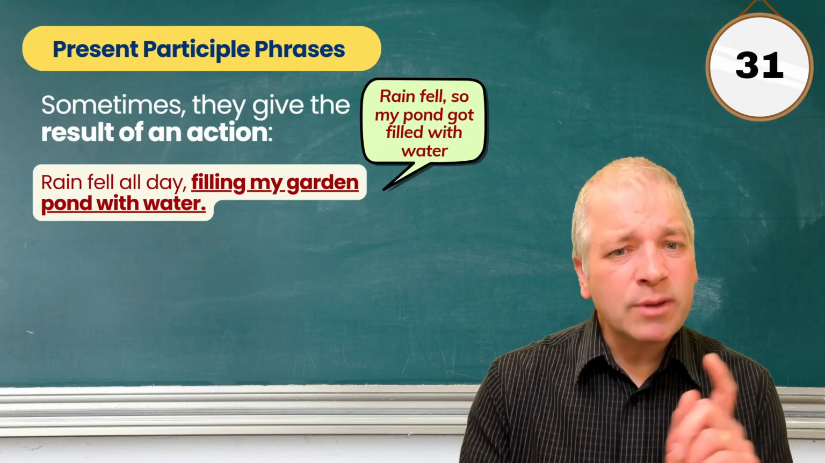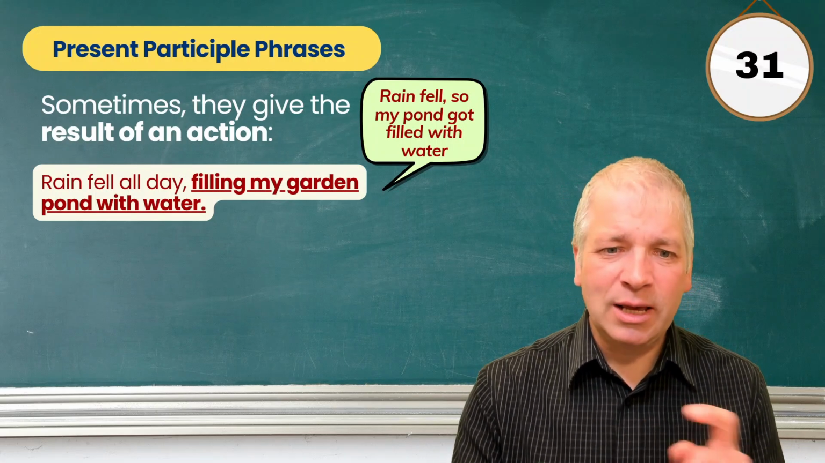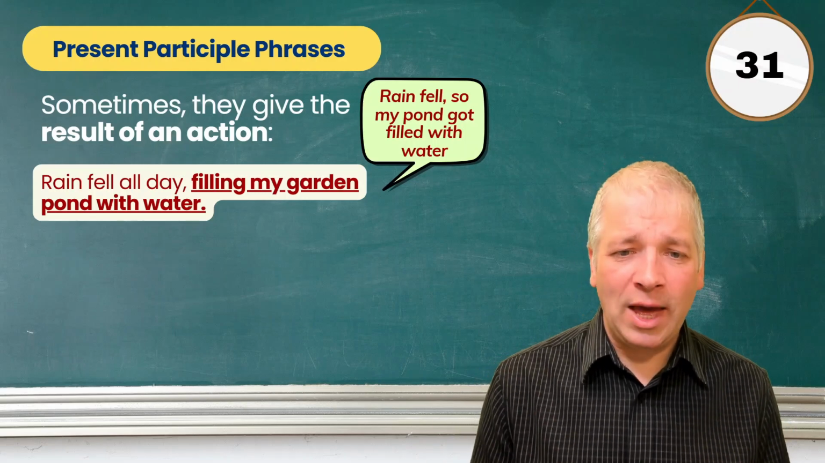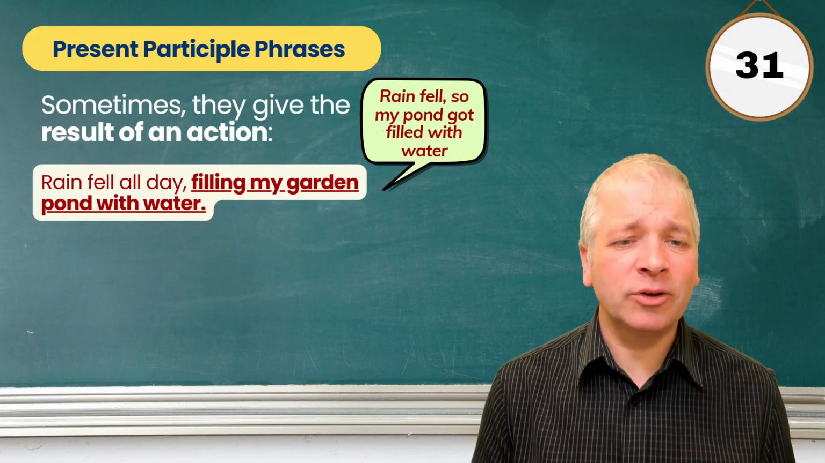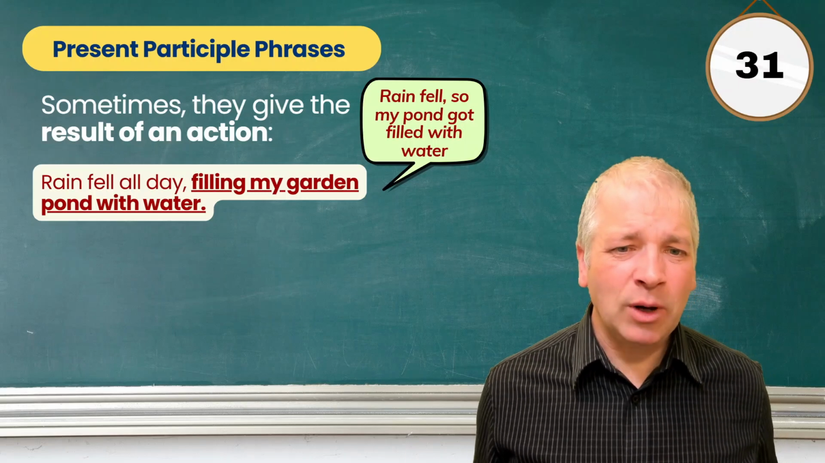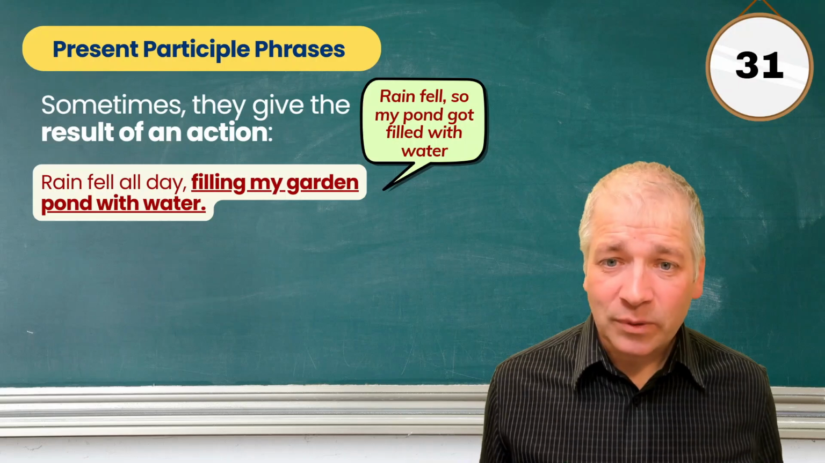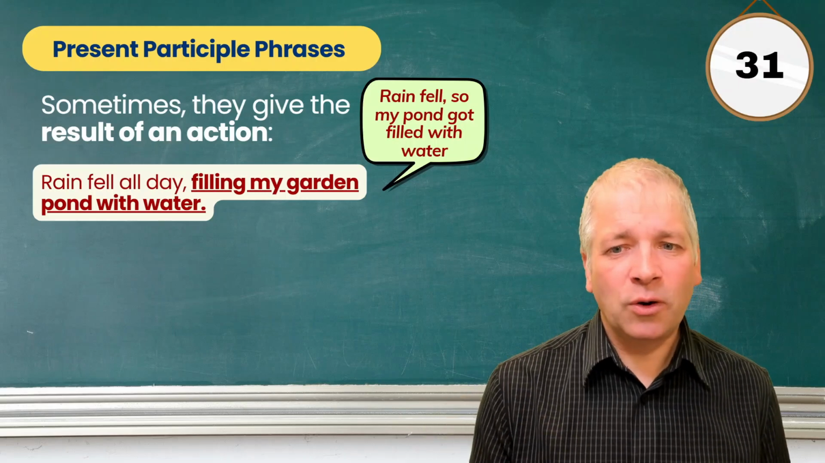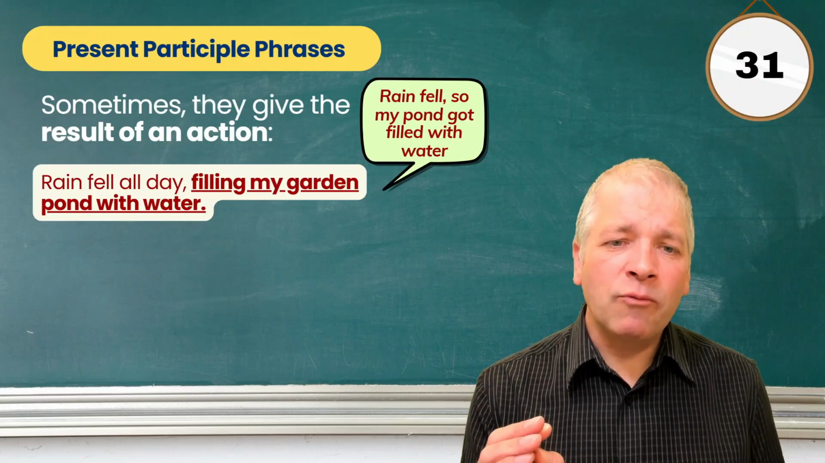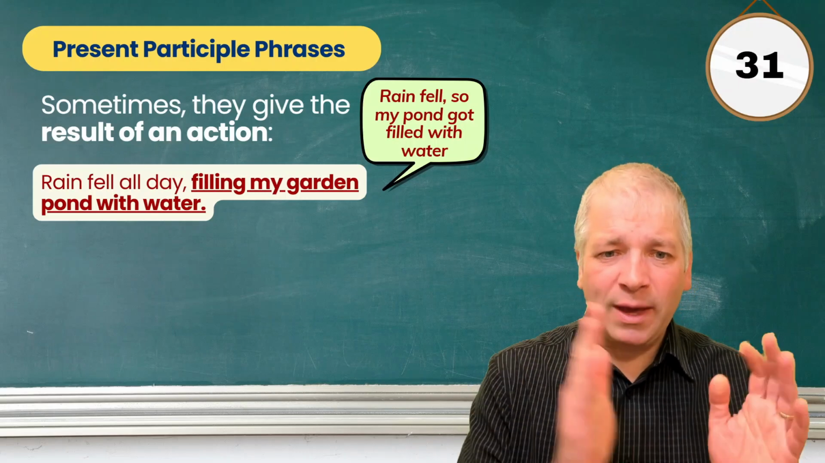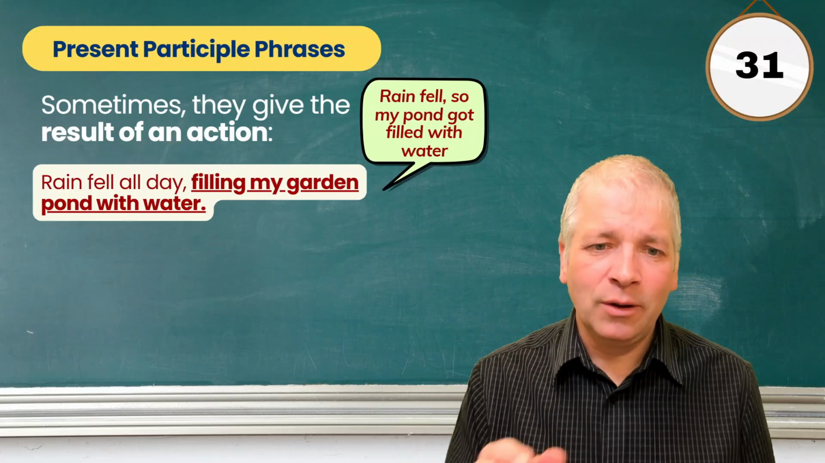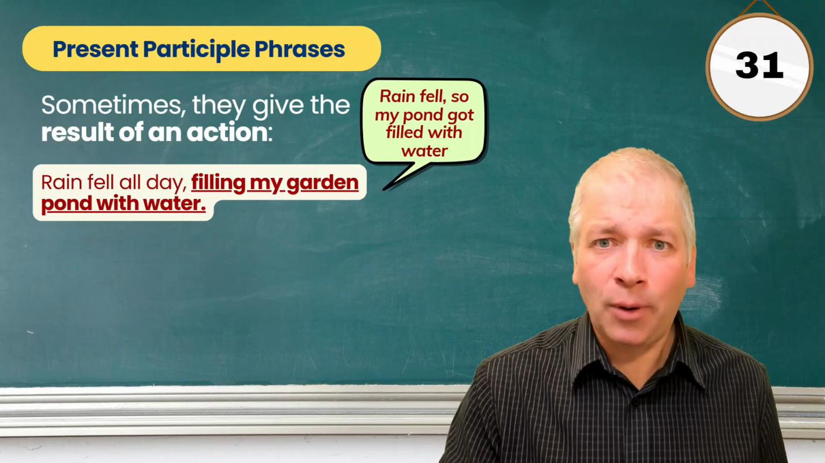Sometimes they give the result of an action, and here's a different example to show that. Rain fell all day, filling my garden pond with water. What does that mean? Well, rain fell, so my pond got filled with water. So the ing form here represents the result, where one thing happens and that leads to another action. The rain was filling my garden pond.